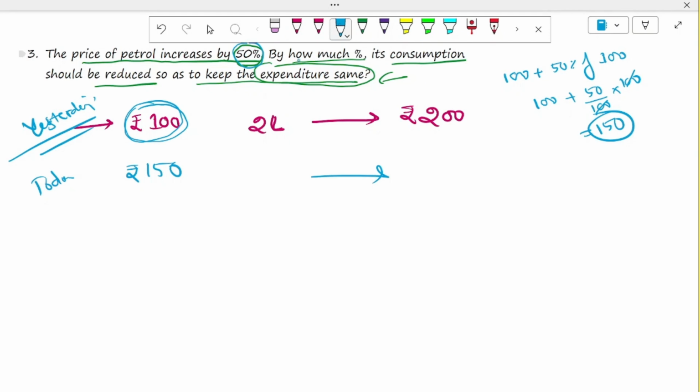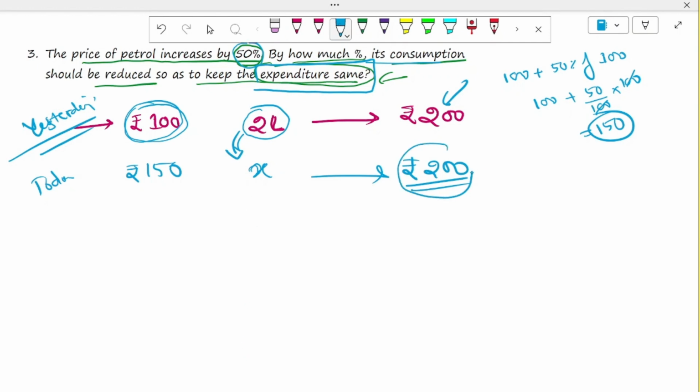And they say, by how much percentage should its consumption be reduced? You consumed 2 liters yesterday. Today also you are going to consume something you don't know yet, so that the expenditure remains the same. Yesterday you did an expenditure of 200 rupees. Today also you are going to spend 200 rupees for the petrol. But you need to identify how much percentage you are actually reducing in order to keep the expenditure same.